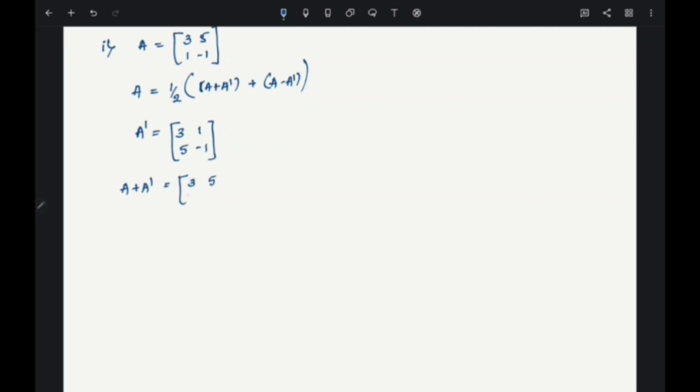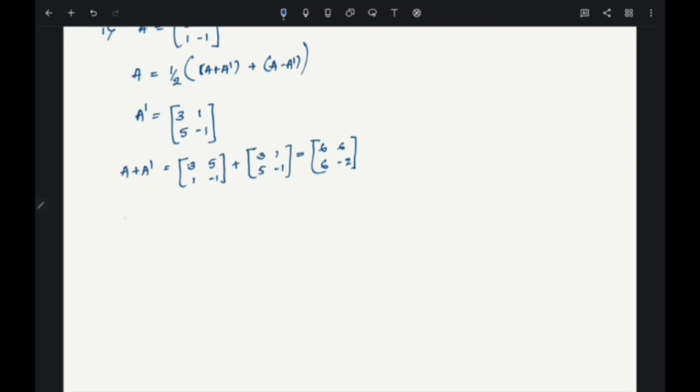Now you have to first find A plus A dash, means add up the matrix A with the matrix A dash. A matrix is 3, 5, 1, minus 1. I am adding it with the A dash, which is 3, 1, 5, minus 1. Now if you add up these two matrices, what will you get? 3 plus 3 will be 6. 5 plus 1 is 6. Again 1 plus 5 is 6. Minus 1 minus 1 is minus 2.